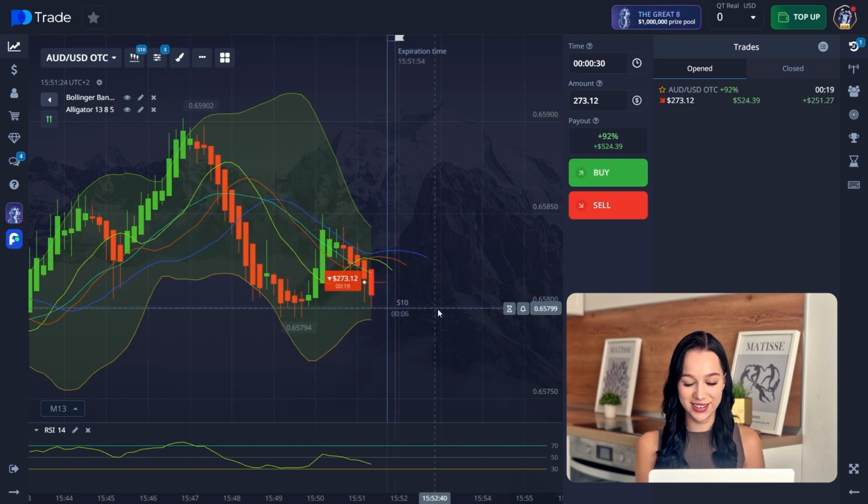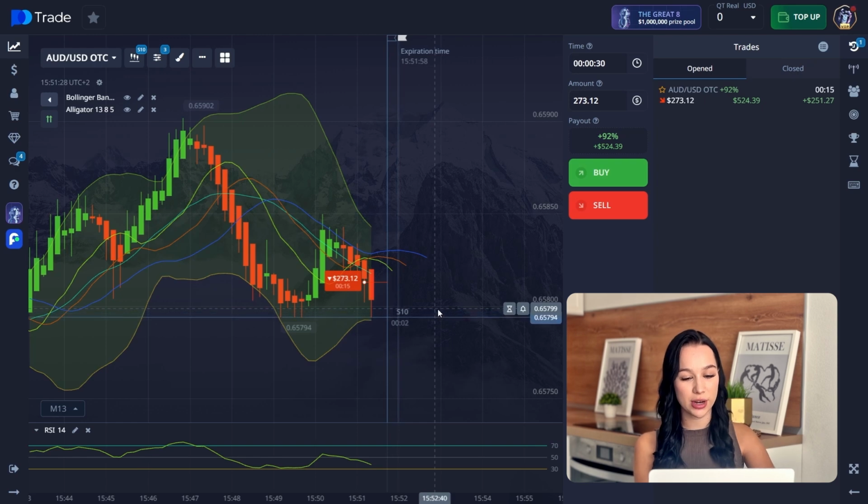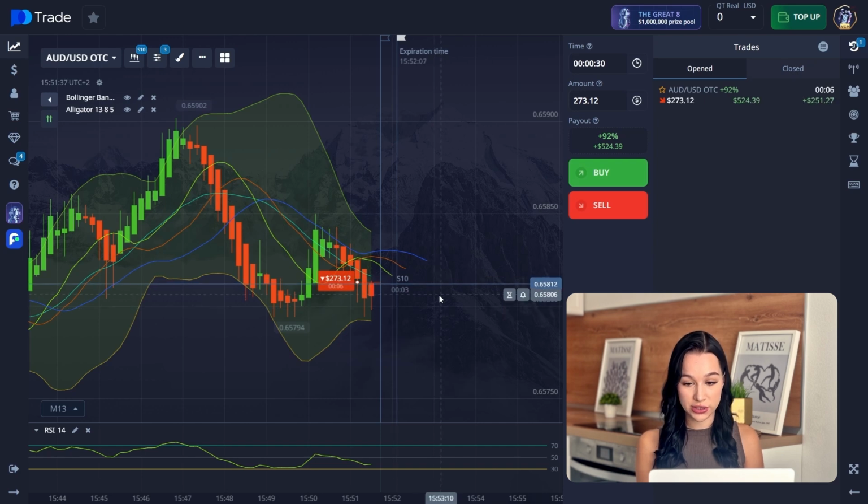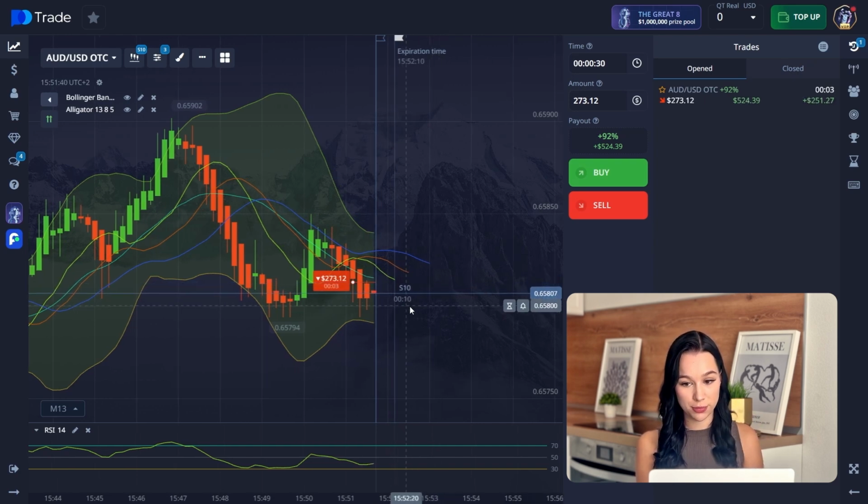Be patient a little bit. So here we can see that the 3 lines of the alligator are moving downward in the same direction. It just started after some upward correction. We can see it for 5 candles, right? Also, there is still distance till the lower line of the Bollinger Bands.